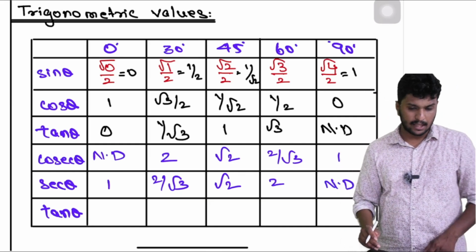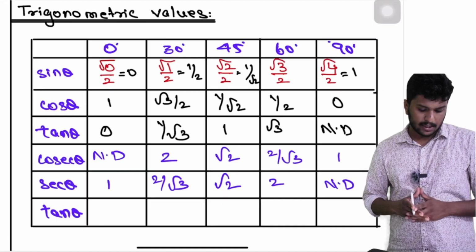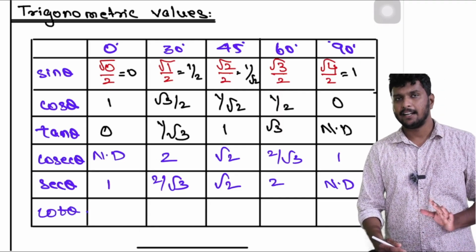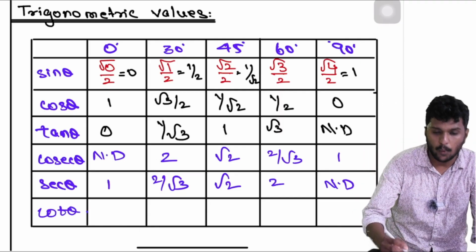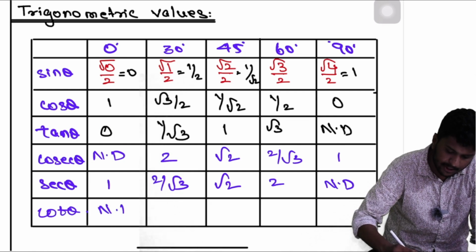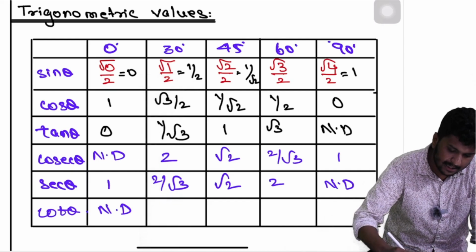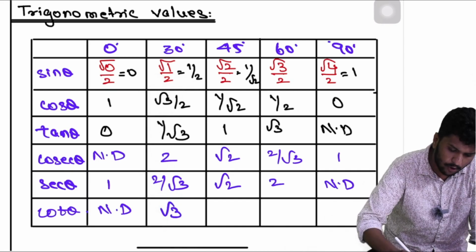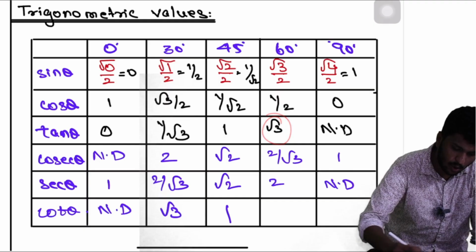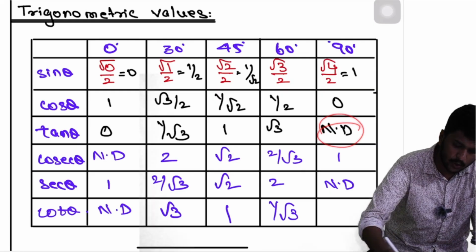In the same manner, you can find cot also. Sorry, it's cot, not tan. Cot is the reciprocal of tan. So look here, tan 0 is 0, so cot 0 is not defined. Division by 0 is not defined, right? Now tan 30 is 1 by root 3, so cot 30 is root 3. Tan 45 is 1, so cot 45 is also 1. Then tan 60 is root 3, so cot 60 is 1 by root 3. Then tan 90 is not defined, so cot 90 will become 0.